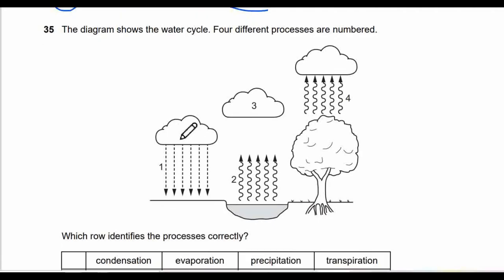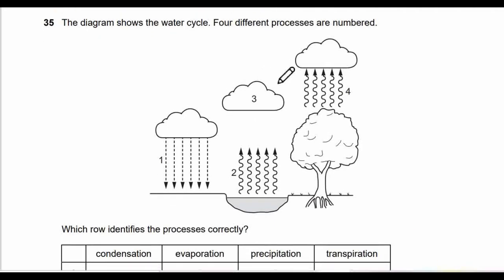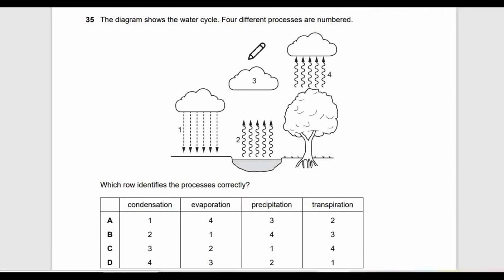Question 35. The diagram shows the water cycle. Four different processes are numbered. So condensation, evaporation, precipitation, and transpiration. We see number 2 is from the ocean. It goes up to the cloud. Number 2 will be the evaporation. So it will be correct. Only number 2 is evaporation. The others are not correct.